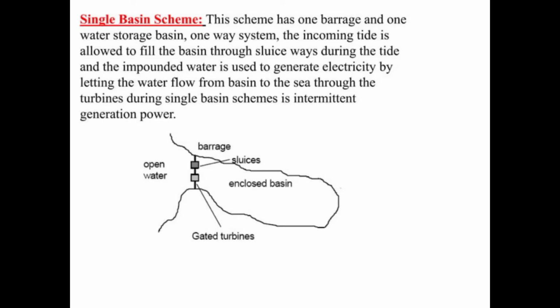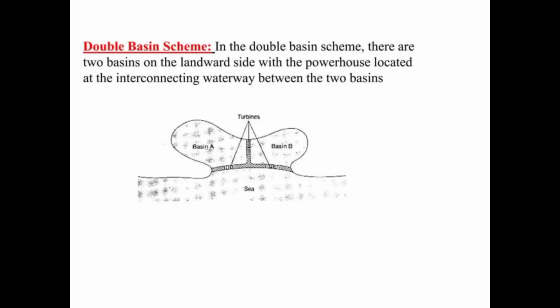So here we have two strategies: single basin strategy and double basin strategy. In the single basin strategy, we have one turbine and one sluice gate, while in the double basin strategy, we have two basins, two sluice gates, and two turbines.